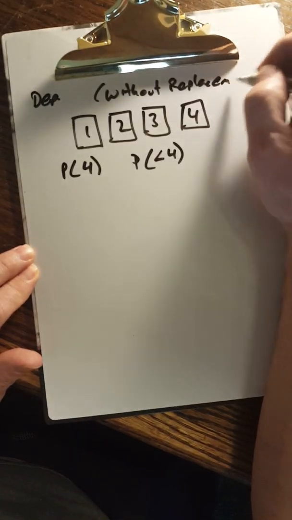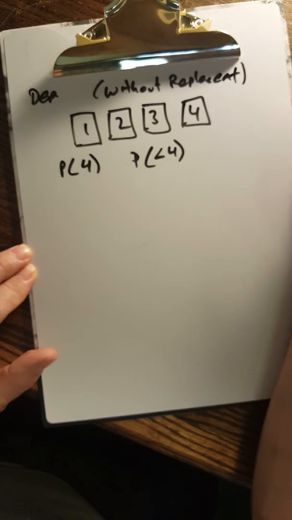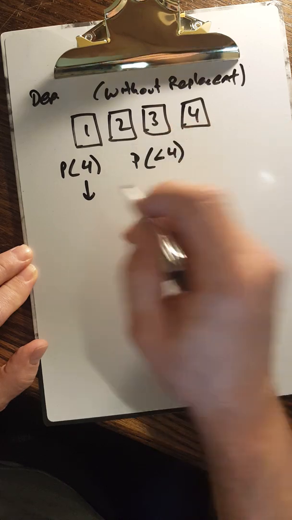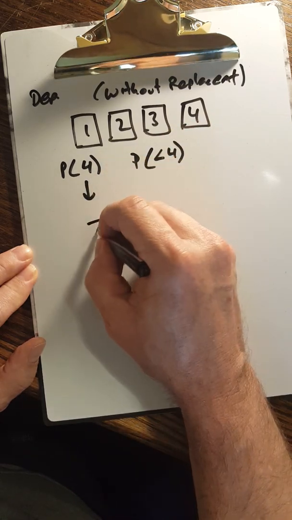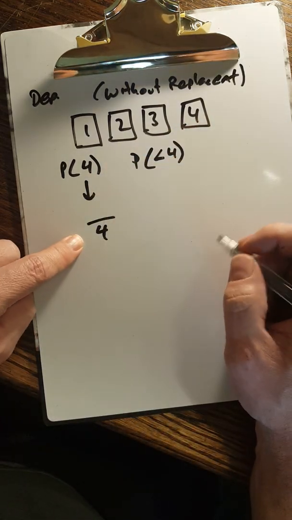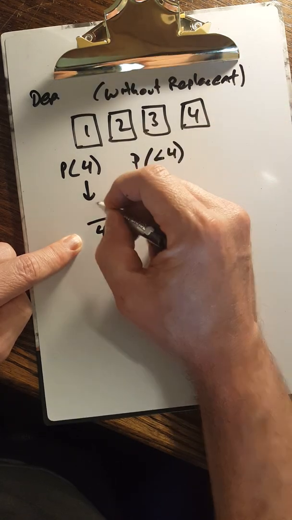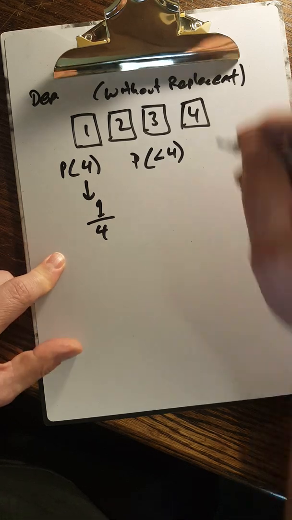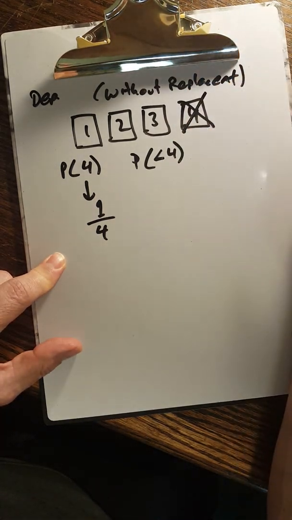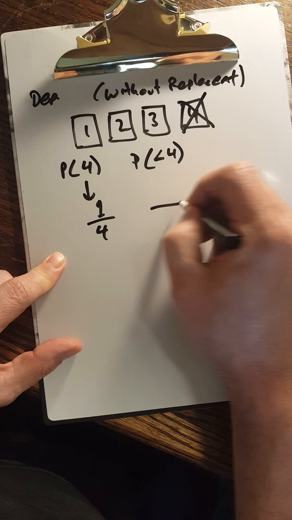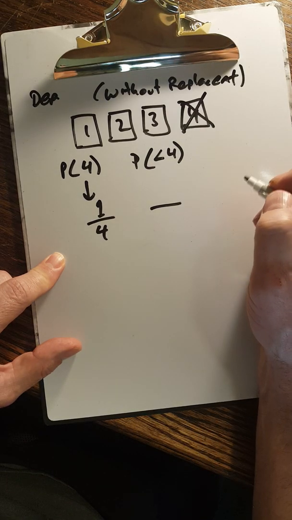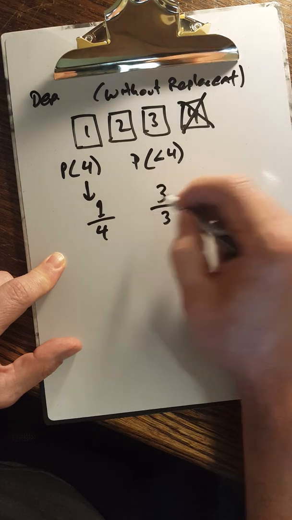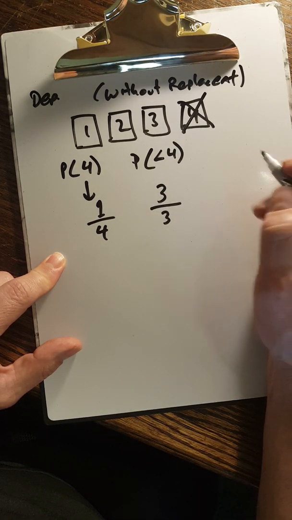Because what happens the first time might affect what happens the second time. So the probability of picking a 4, well, there are 4 possible choices, and one of those is a 4. So the probability of picking it would be 1 out of 4. Now that one's taken off of the table. Now what's the probability of picking a number less than 4? Well, there's a total of 3 cards. And guess what? All 3 of them are less than 4.